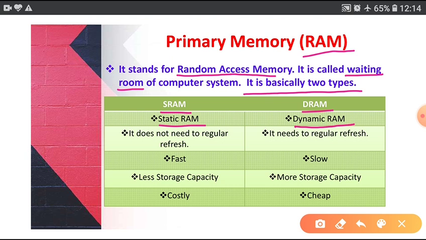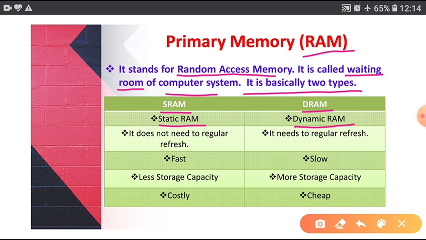It stands for random access memory. It is called the waiting room of the computer system. Why do we say RAM is called the waiting room of the computer system? Because incoming data and outgoing data are temporarily stored on the RAM chip.